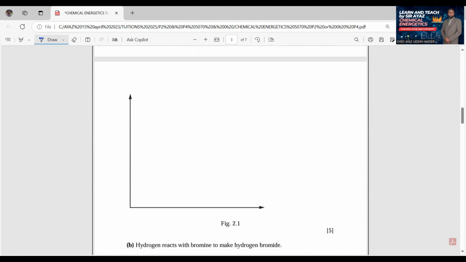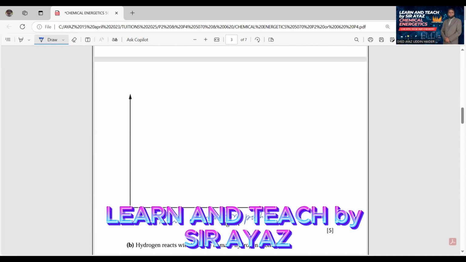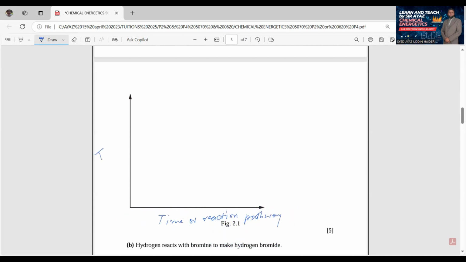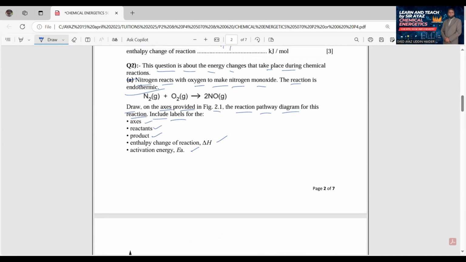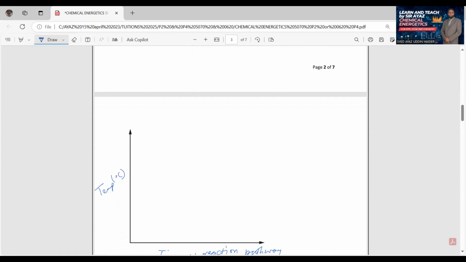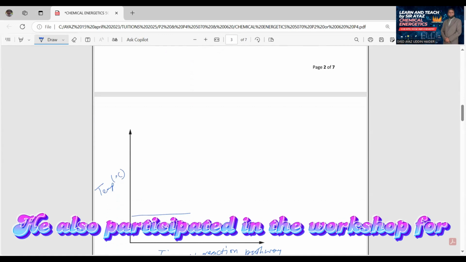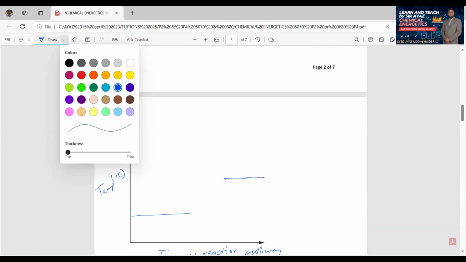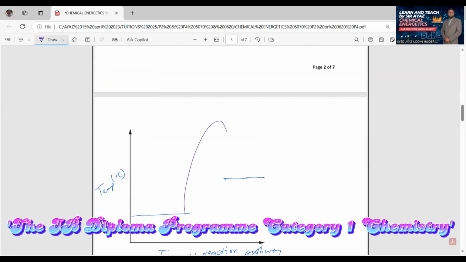So on the x-axis you have time or reaction pathway, and on the y-axis you have temperature in centigrade. So you have reactants. The reaction is, let's see this again, endothermic, which means the product will be at a higher energy state than the reactant. So this is the reactant. So this must be the product. And the energy will be like this.